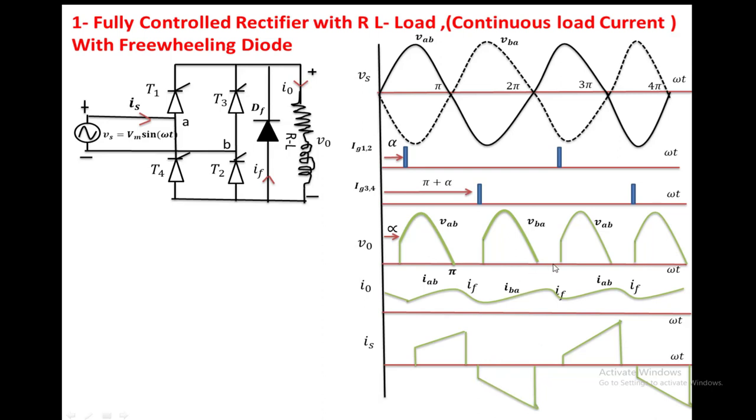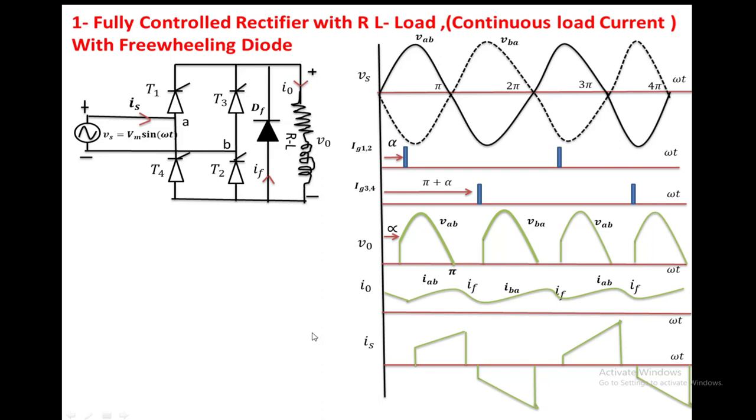Again at 2 pi to 2 pi plus alpha, DF is conducting, the freewheeling diode is conducting, again the source current is 0. Here T1, T2, here T3, T4. When the freewheeling diode is conducting, the source is not supplying any current, nothing but power.